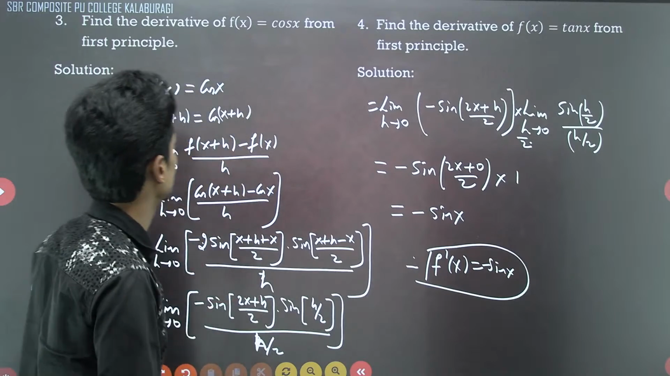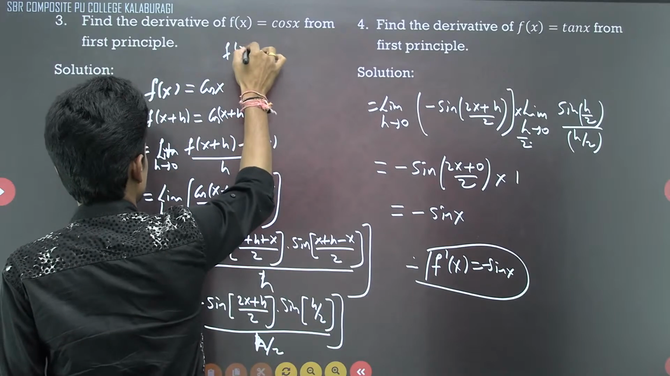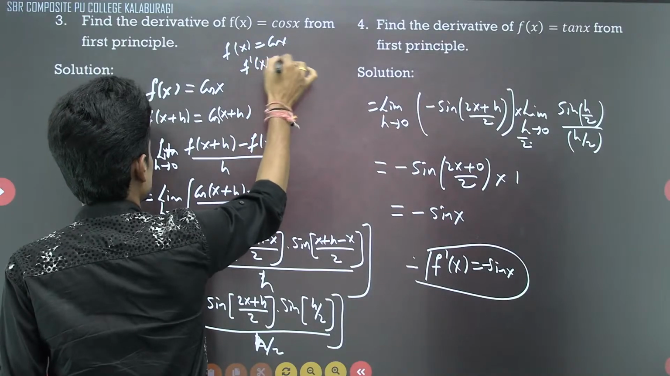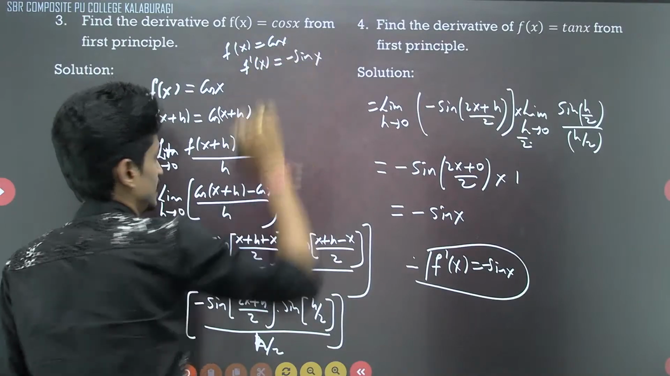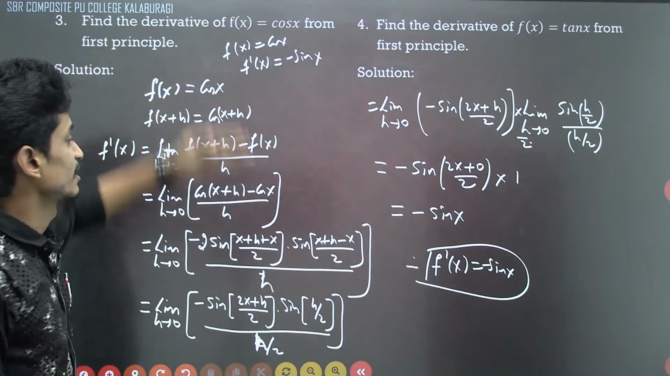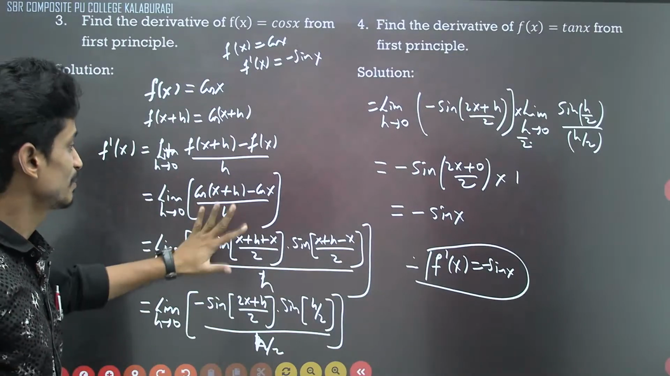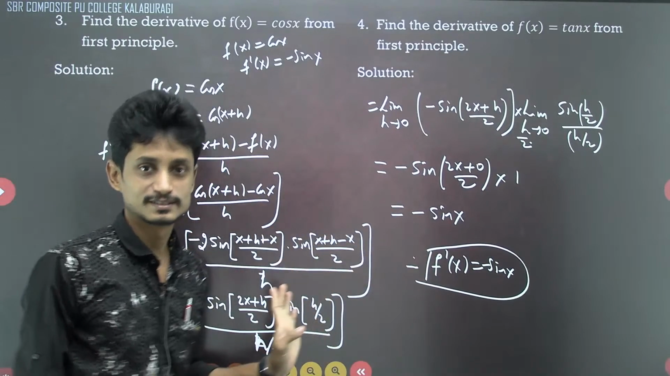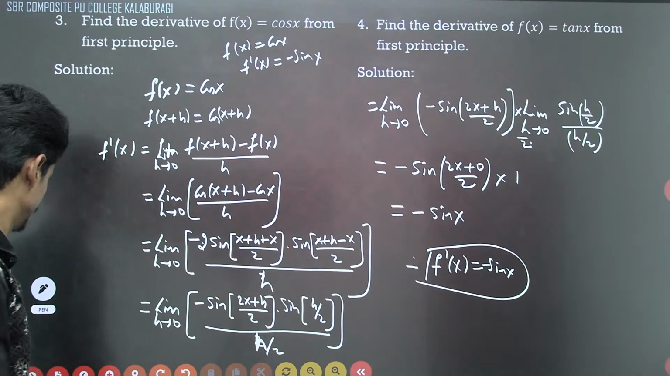Dear student, we got the formula. When f of x is equal to cos x, f dash of x should be minus sine x. This is our required result. This is the second trigonometric function proof. Proofs will be very simple as well as the same, but the answer will be different here. Clear? Next.